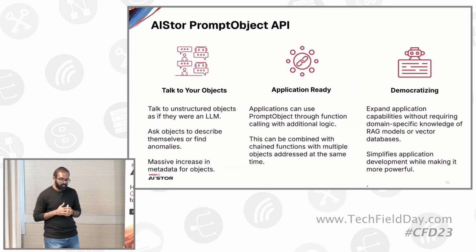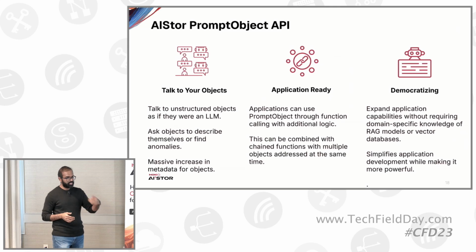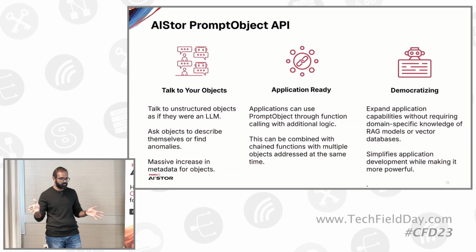So instead, what we thought is, what if we introduce GenAI capabilities right into the S3 API, which is the prompt object? Now, as soon as the object is already in the AIStor, when you do a prompt object, all you need to do, along with the bucket and the object, is tell it what you want to infer from this object. And behind the scenes, prompt object will go and interact with the LLM and get the desired results back to the developer.